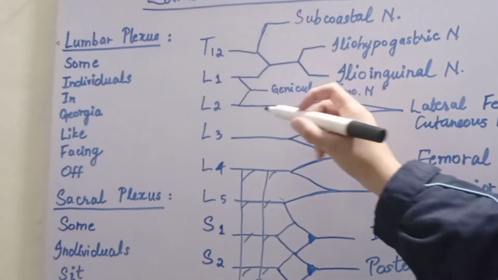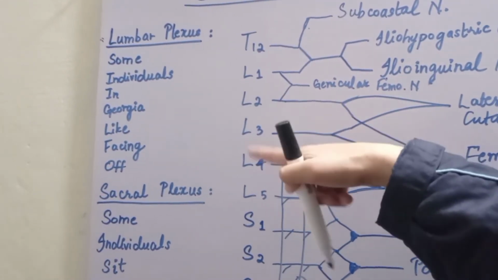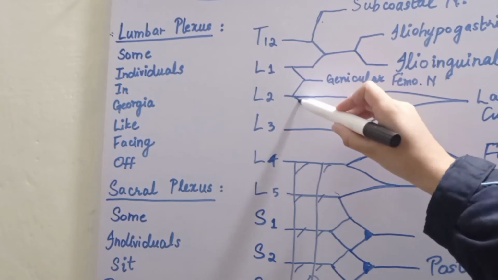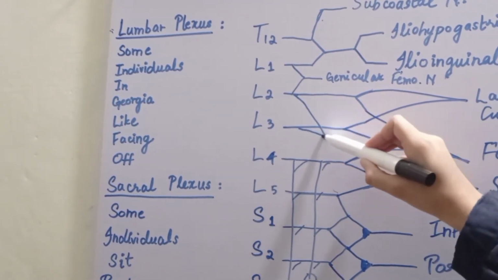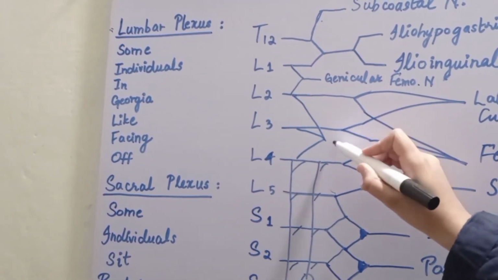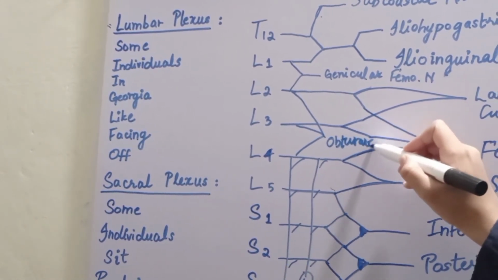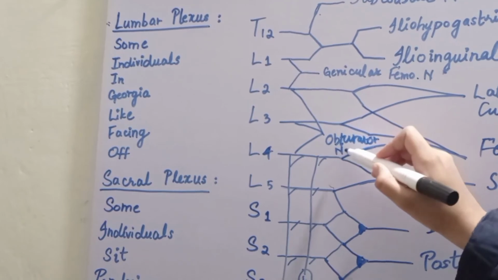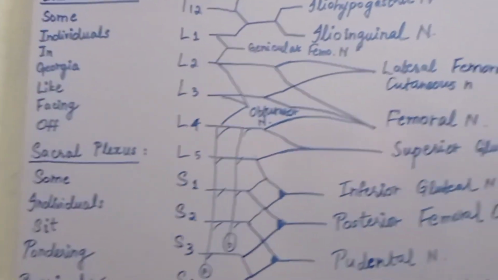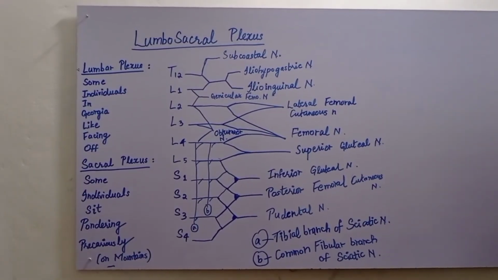And one nerve here that is formed by connecting the L2, L3 and L4 branches, and it's going to be the obturator nerve. And we're done with the lumbosacral plexus.